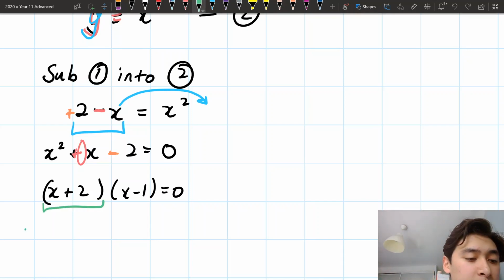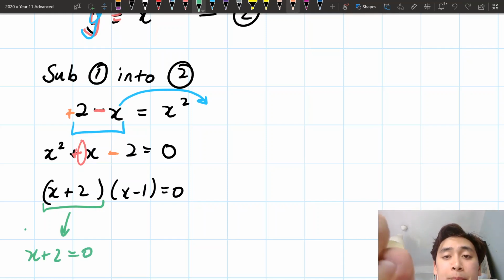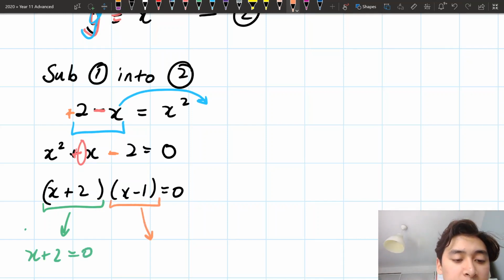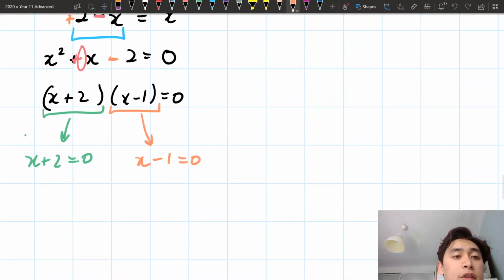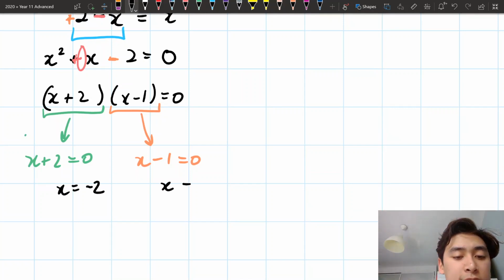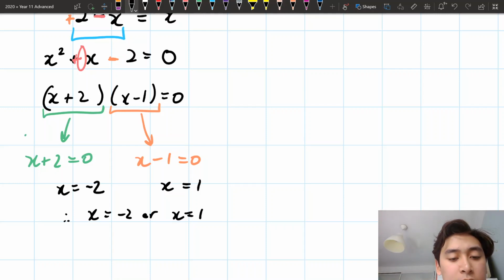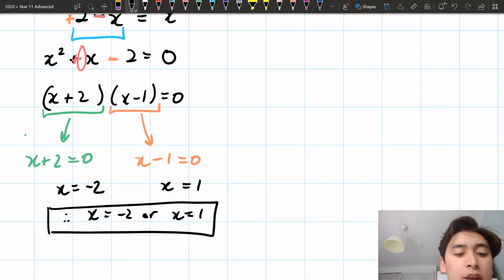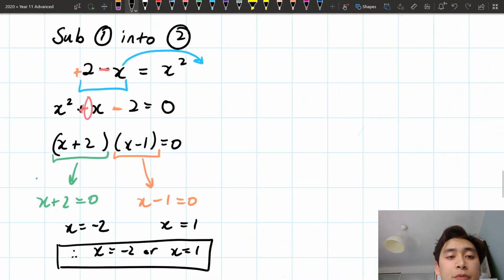And so this one is going to be x plus 2 is equal to 0. I'm going to solve it that way. And I'm going to solve this second one. I've got x minus 1 is equal to 0. So from here, I'm going to get x is equal to minus 2 and x is equal to 1. So therefore, I'm going to summarize here: x is equal to minus 2 or x is equal to 1. I'm just going to write a nice, neat summary statement at the end here.